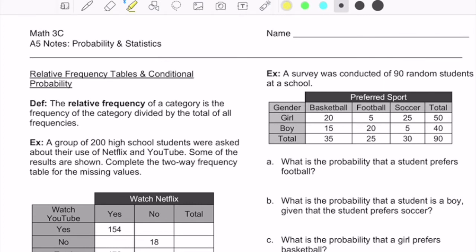We start out here with the definition of relative frequency. So the relative frequency is the frequency of the category divided by the total of all the frequencies. Here in the first example, you're asked to complete the two-way frequency table.